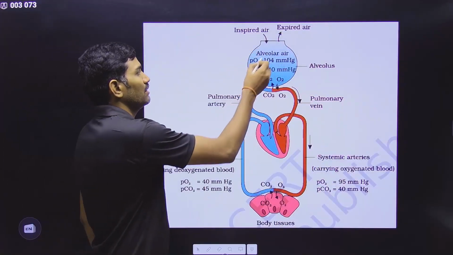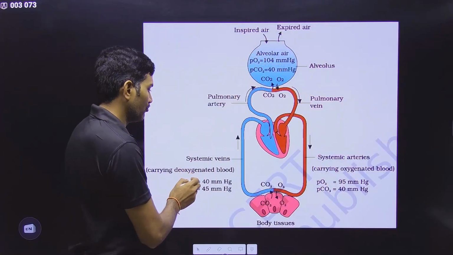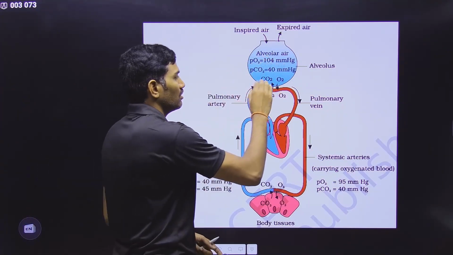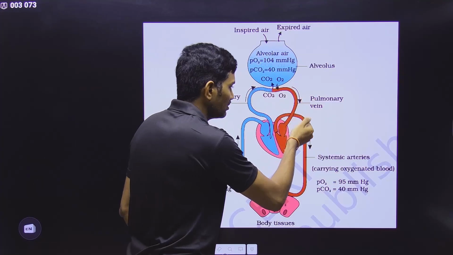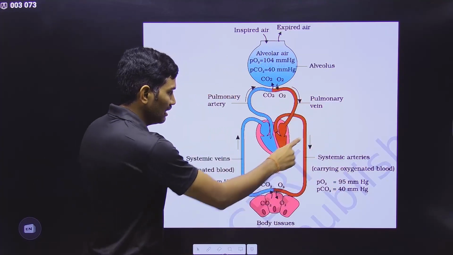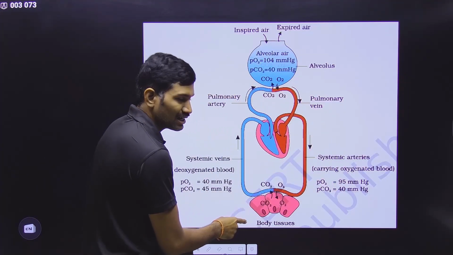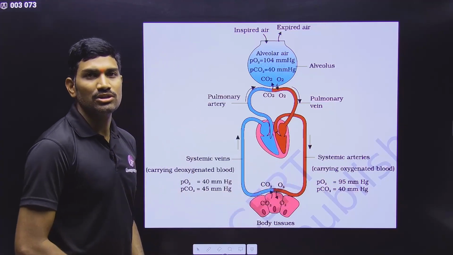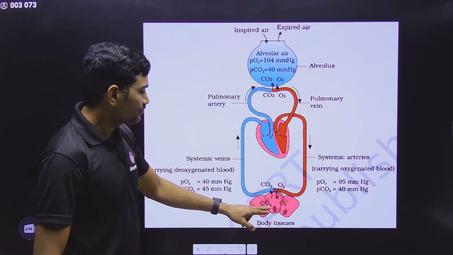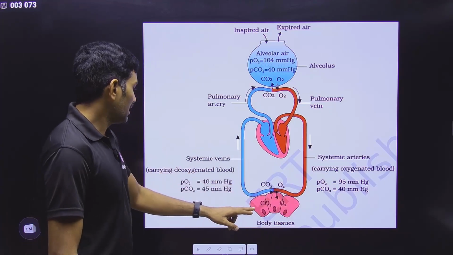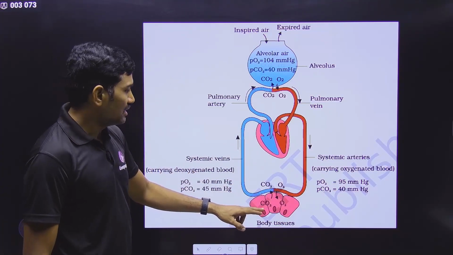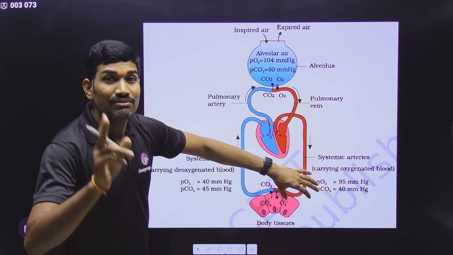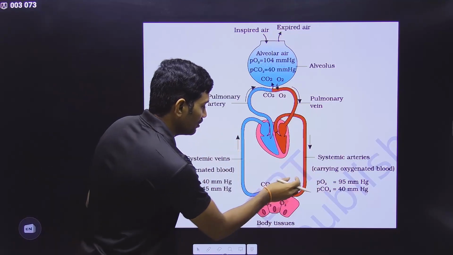Observe carefully. 104 here and 40 here. So oxygen from the alveolus is coming into the deoxygenated blood, so now it is becoming oxygenated blood. Now this oxygenated blood has 95 mmHg. When it comes to the tissues, the tissues have just 40 mmHg. So from the oxygenated blood, oxygen is going into the tissues. In reverse, tissues have 45 mmHg and the deoxygenated blood has 40 mmHg, so 45 to 40 it is going.